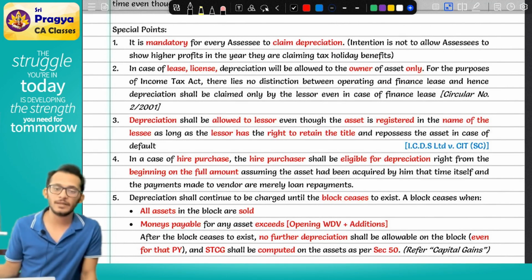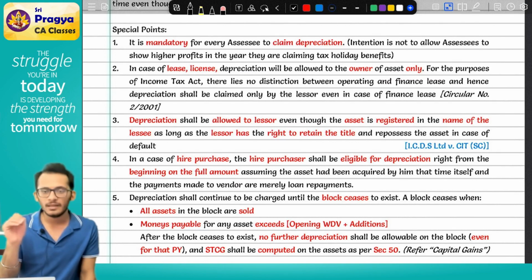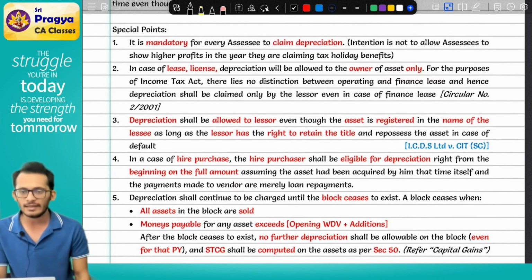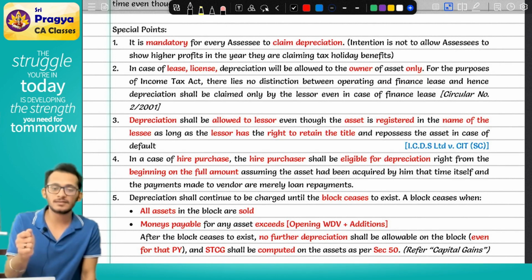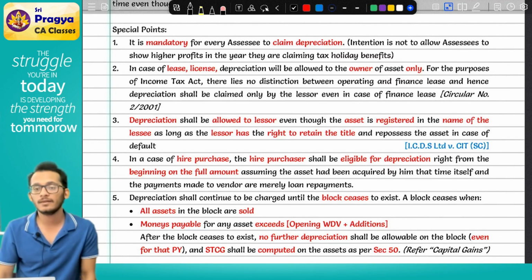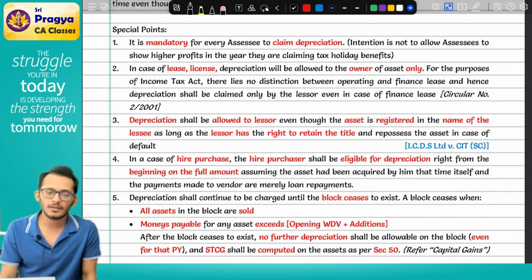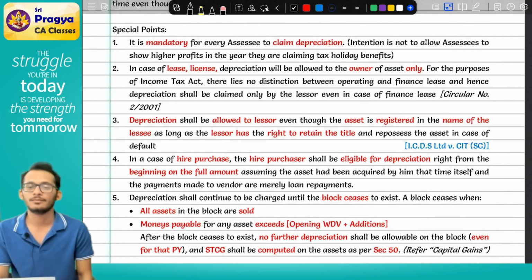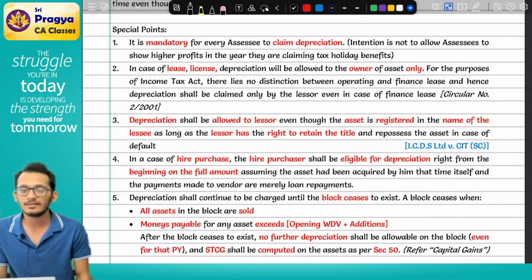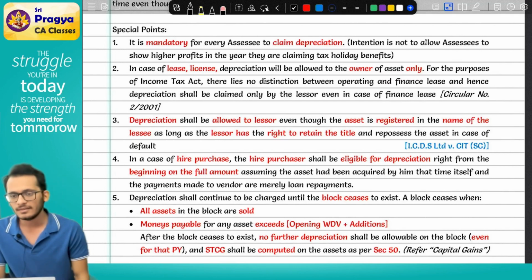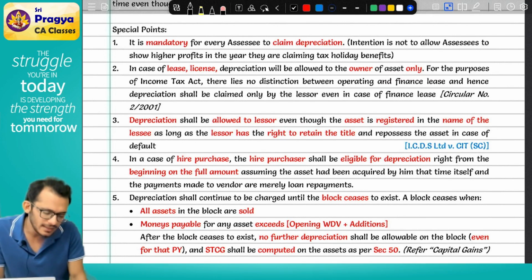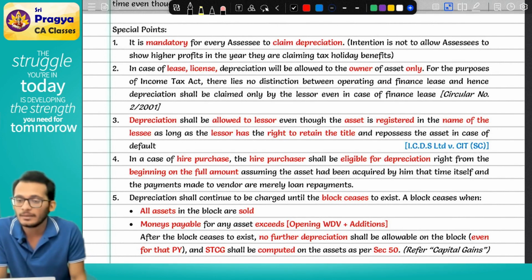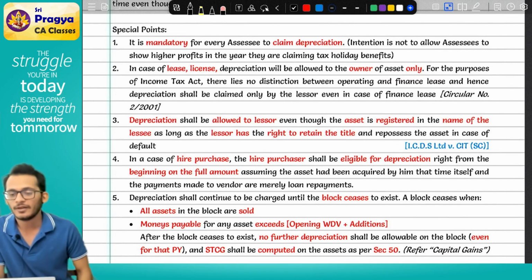If this person does not pay the money, will you take back the asset from him? Yes. So therefore the title is still with you. Legal ownership name is not important. In which case, even if you are not the person registered on the agreement, you can still claim depreciation, because the title is still with you. Yes or no?